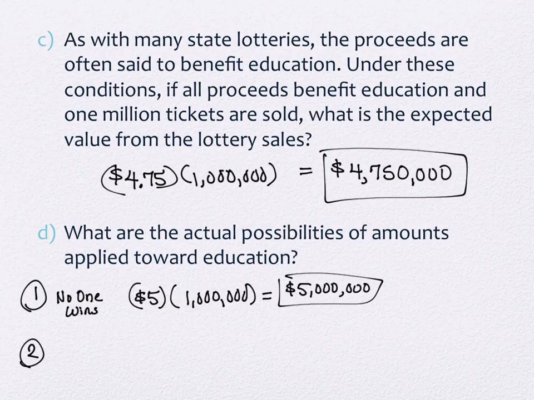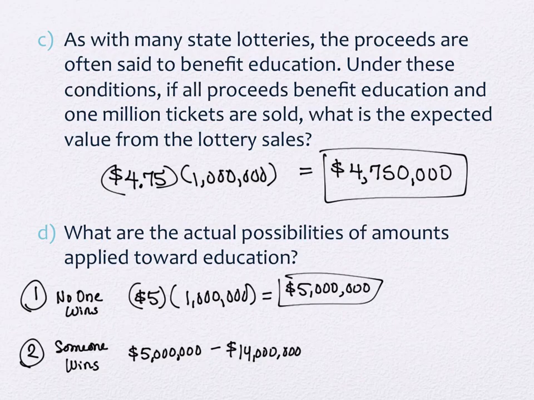Secondarily, one option is that someone wins. Now, also, if somebody wins, it can be more than one person that wins, but they don't each win 14 million. They split the pot when that happens, by the way. But if someone wins, they still took in $5 million, right? There were 1 million tickets sold, $5 a piece, 5 million is what they took in. But what does the state pay out if somebody wins? 14 million.